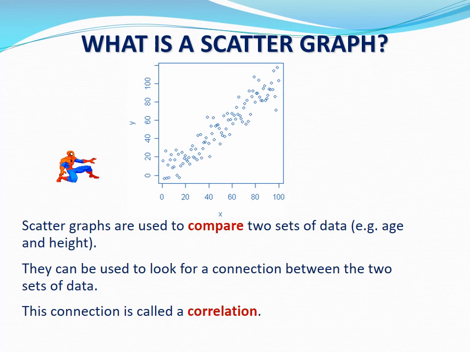What is a scatter graph? Scatter graphs are used to compare two sets of data. Example, age and height. I cannot say that there is a constant relation between age and height. For this reason, it's not a linear equation. They can be used to look for a connection between the two sets of data. The connection is called a correlation.